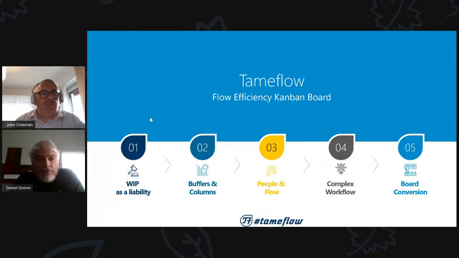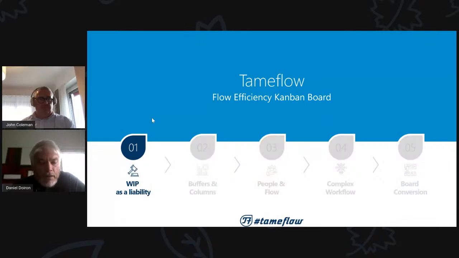But this TameFlow Flow Efficiency Kanban board is more in line with traditional Kanban boards. And we're going to see 4 topics while going through this: treating WIP as a liability or an asset, buffer and columns, then people and flow. Point 4 is complex workflows, and 5, we're going to do a board conversion. WIP as a liability.